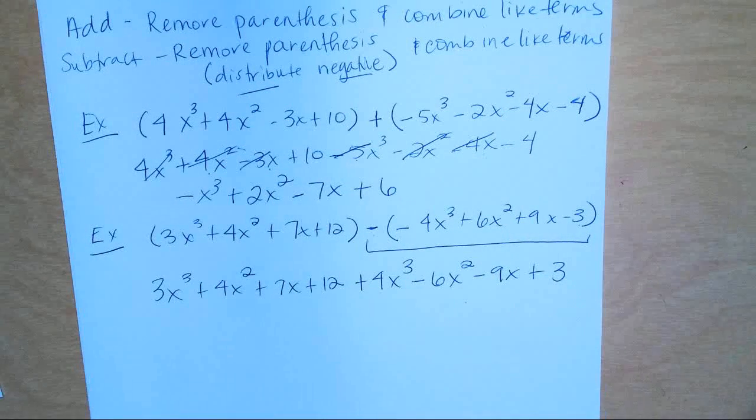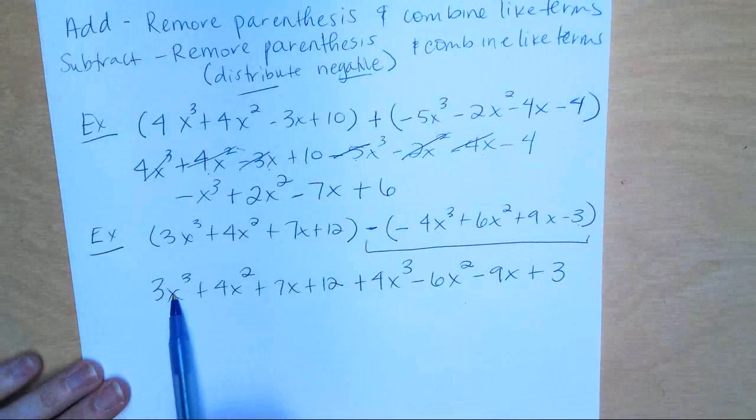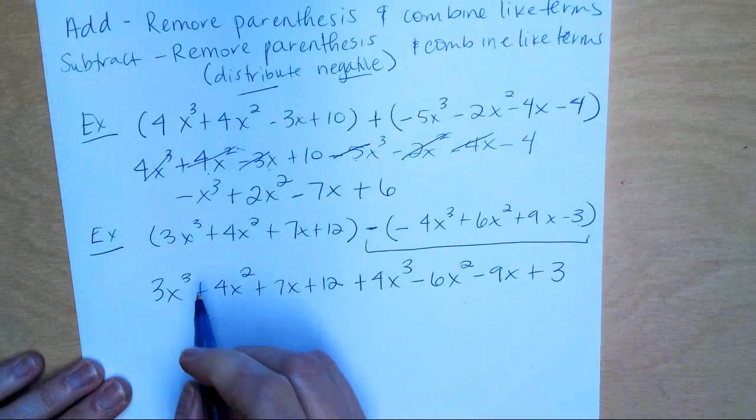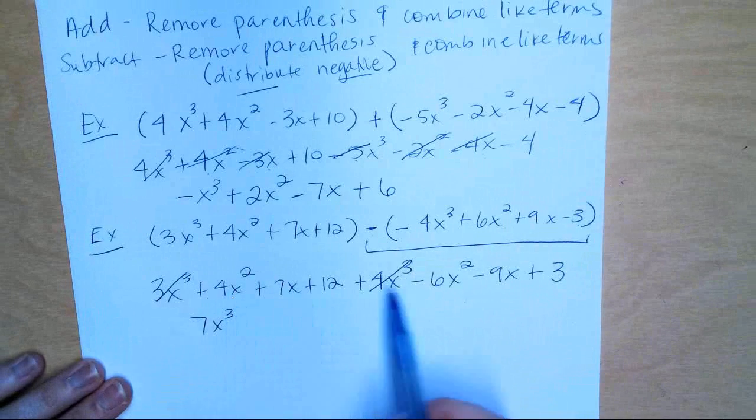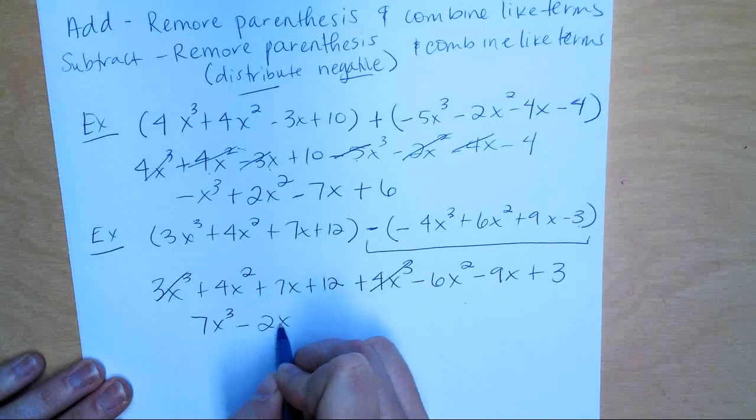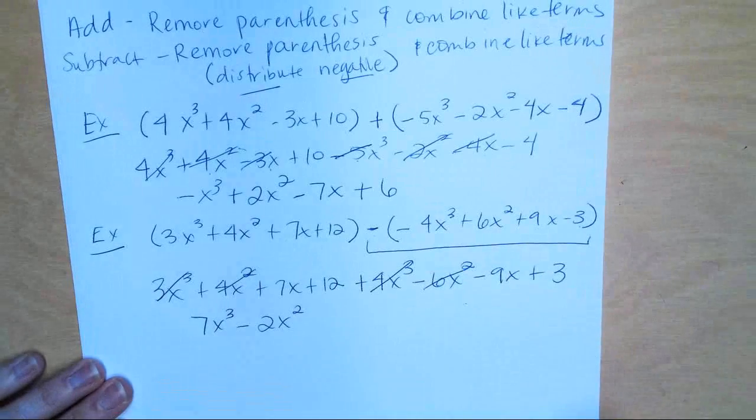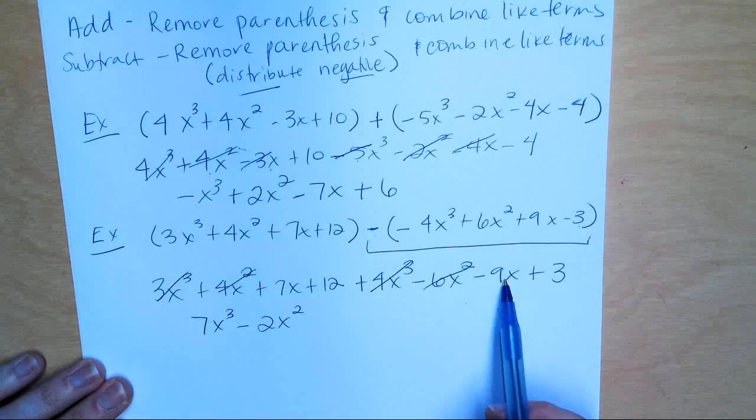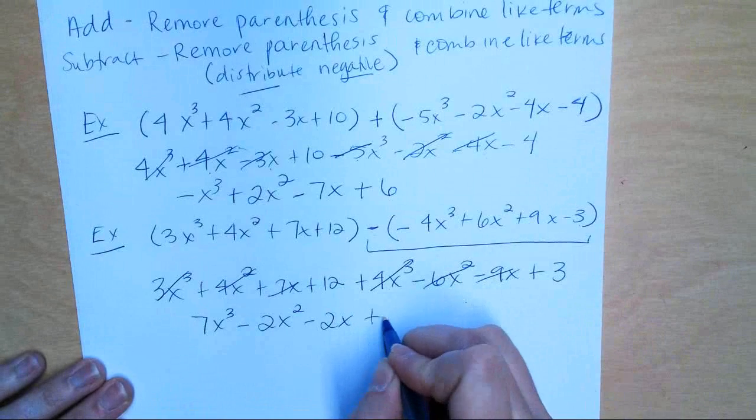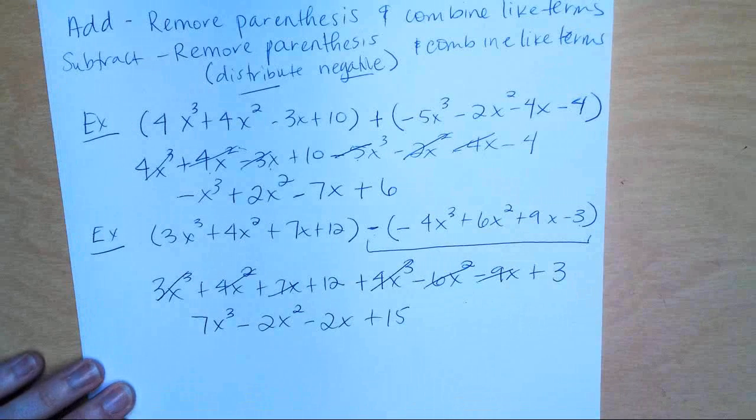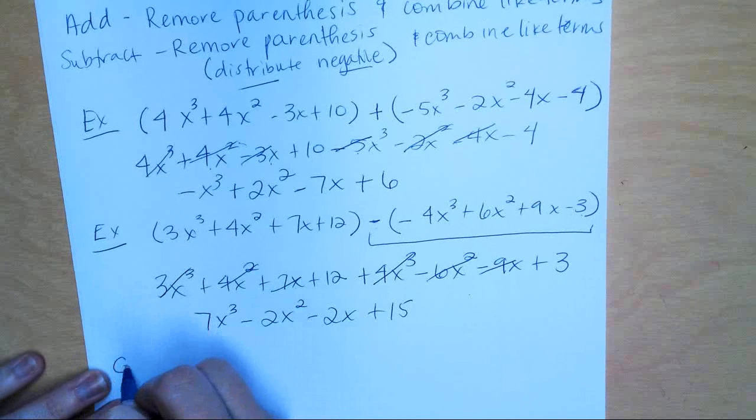Then combine like terms. 3x cubed plus 4x cubed is 7x cubed. 4x squared minus 6x squared is negative 2x squared. 7x minus 9x is negative 2x. And then 12 plus 3 is 15. Okay, I want you to do 2 on your own.